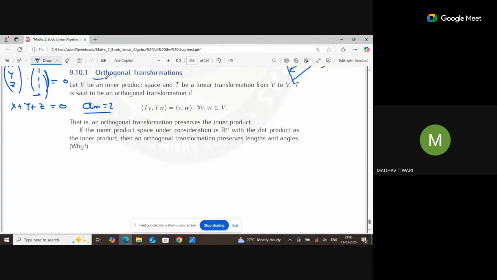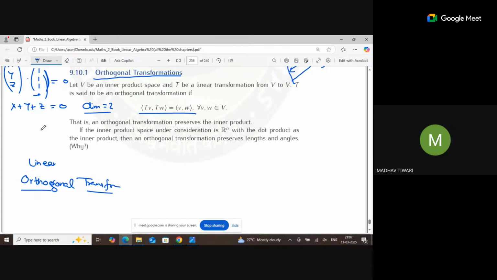Next is orthogonal transformation. We have seen the linear transformations. So now it is time for orthogonal transformations. So what are orthogonal transformations? Basically, they should satisfy this equation.